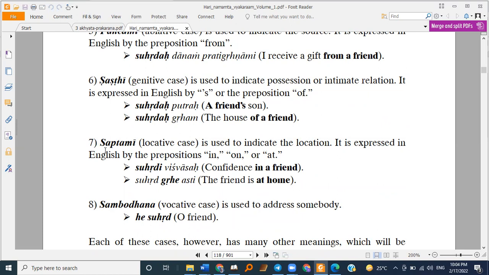Saptami, the seventh case, which is known as locative, is used to indicate the location and is expressed by the prepositions in, on, or at. For example, suhridi vishwasaha.